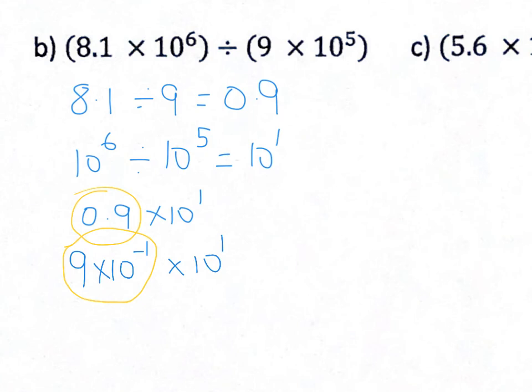So this part is really just our 0.9. And then our rules for indices, we can combine the 10 to the minus 1 and 10 to the 1 to give 10 to the 0. So we've got 9 times 10 to the 0, or just 9.